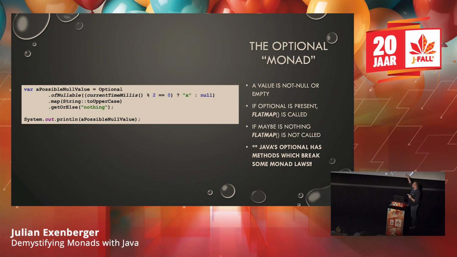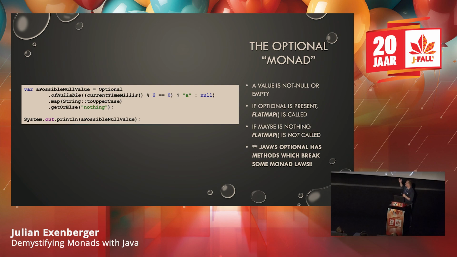So in my example, I've got current time millis. I check whether or not at that point in time it's even. If it is even, I return an A, I also return a null. So it simply says, optional simply says that you have a value which may or may not be present. It's optionally present.